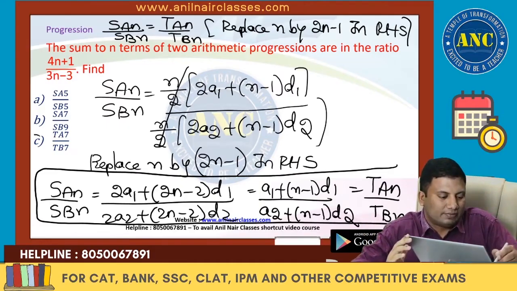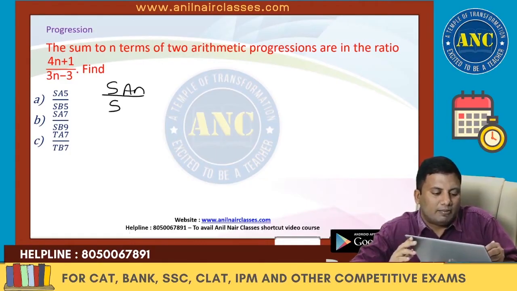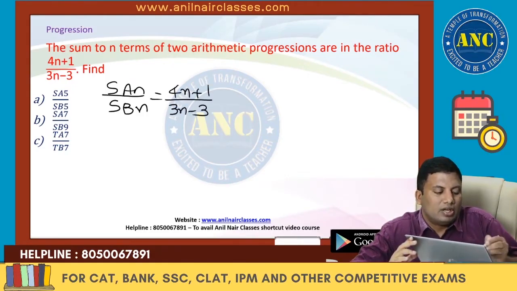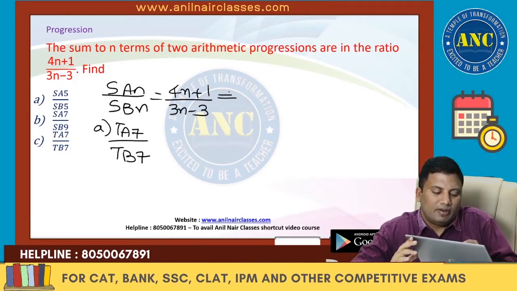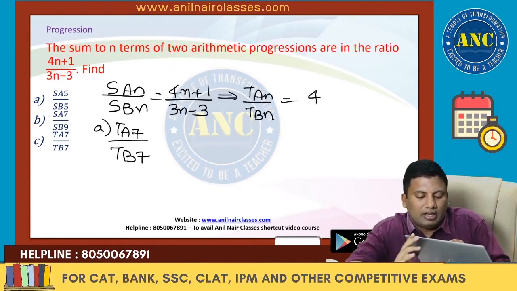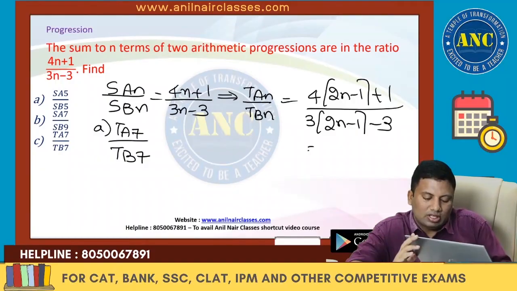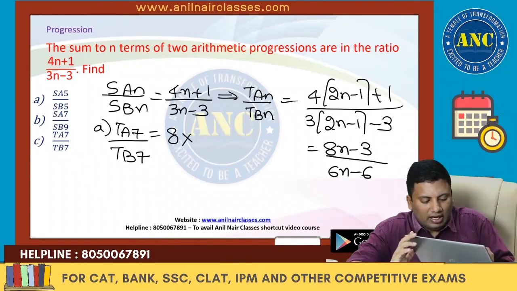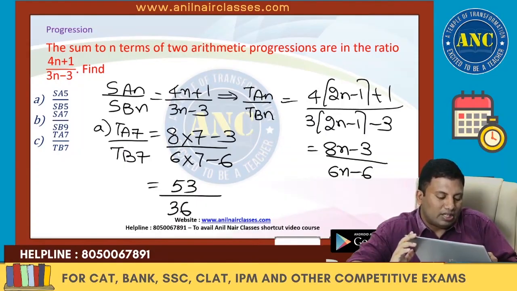Now, because we discussed this, let us do question number C. The concept is SAn by SBn, which is 4n plus 1 by 3n minus 3. So, I want TA7 by TB7. If I want TAn by TBn, these are nothing but replace n by 2n minus 1. So, these are nothing but 8n minus 3 divided by 6n minus 6. So, it is nothing but 8 into 7 minus 3 by 6 into 7 minus 6, which is 53 by 36.